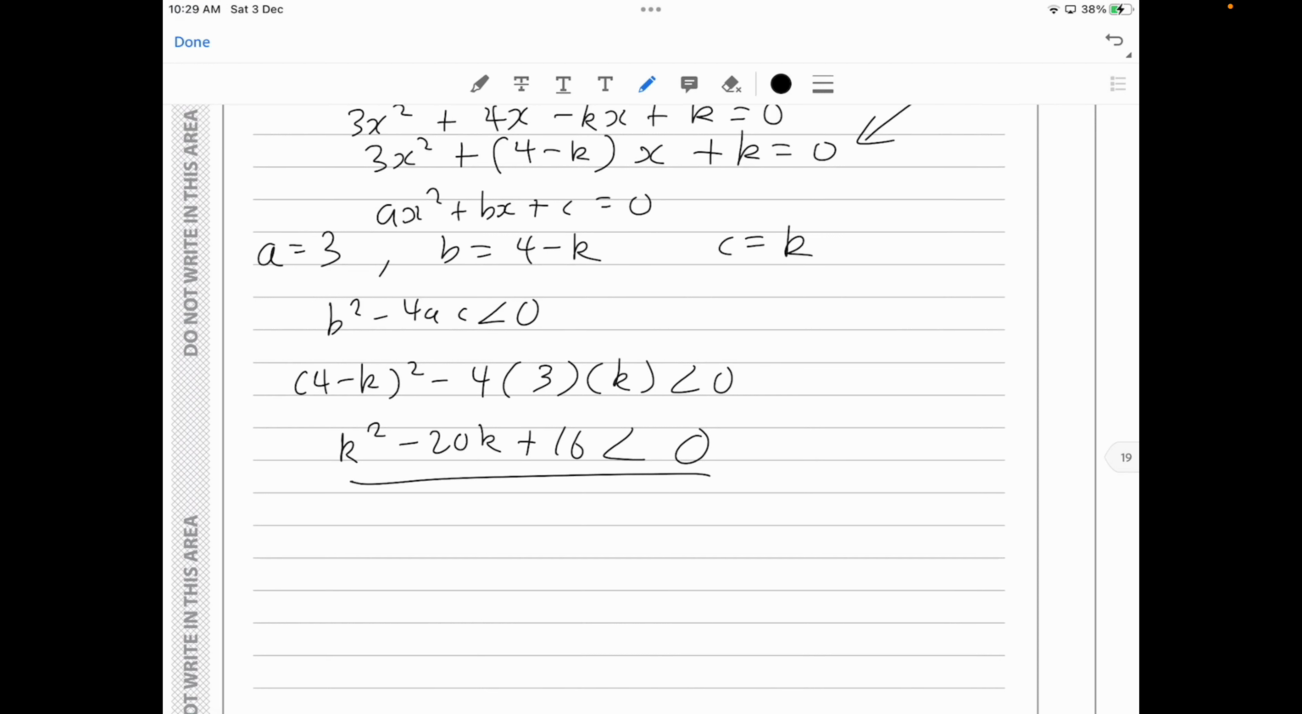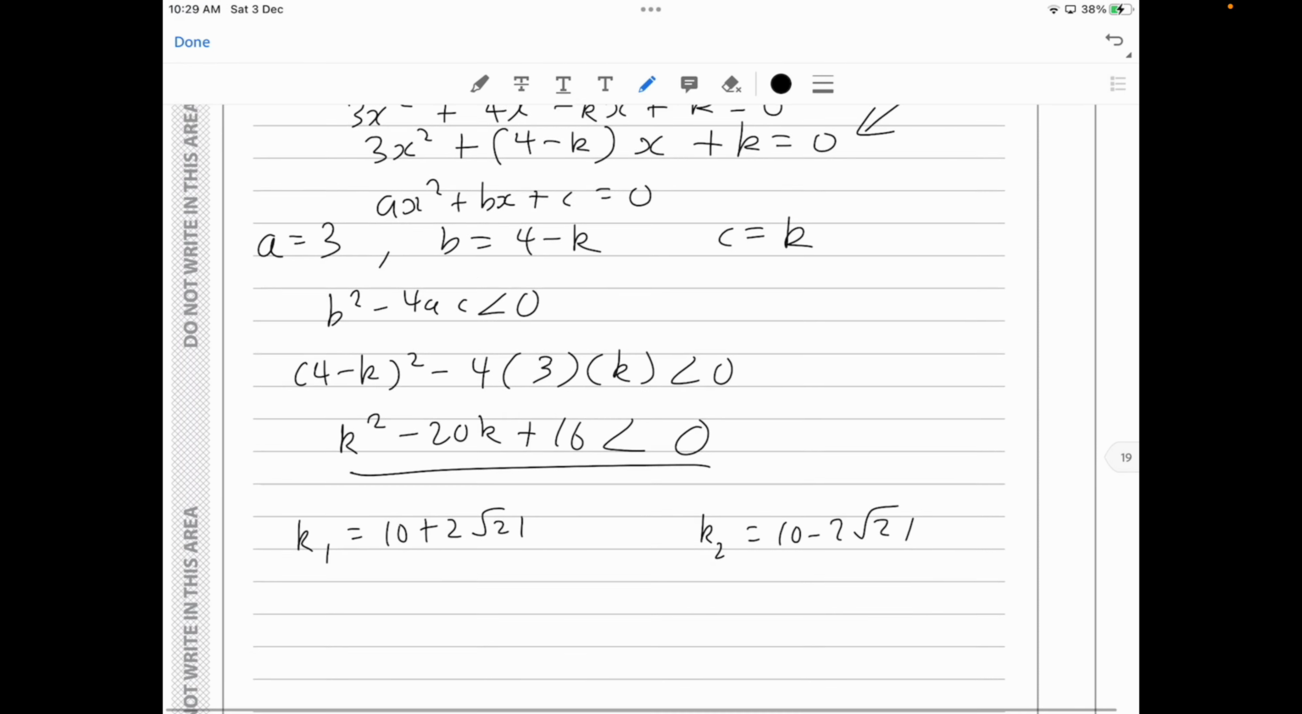Just put this in your calculator. By the way, I've made a video on how to solve quadratic equations using a calculator, so do check that out. You should get your k values to be 10 plus 2 root 21, and 10 minus 2 root 21.